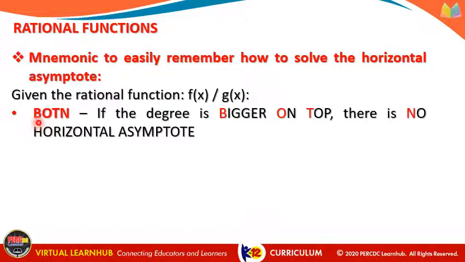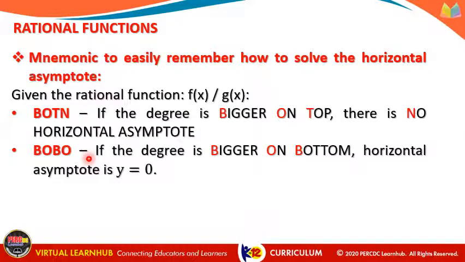BOTN stands for if the degree is bigger on top, no horizontal asymptote. So, yun ang ibig sabihin nun. Bigger on top, no horizontal asymptote. Okay? Yun yung BOTN or boton. It's up to you kung paano mo ito i-pronounce. Next, you have BOBO or, well, forgive me for the term, it's bobo. Yan. So, second mnemonic is bobo. Ano naman ang ibig sabihin ng bobo? BOBO stands for if the degree is bigger on bottom, O, the second O represents 0.